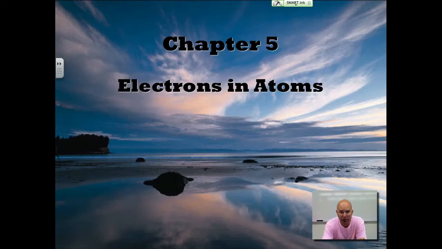So the next unit that we're going to be dealing with here is chapter 5 in your textbook, which is electrons and atoms. Electrons are pretty important. We know that protons are certainly important. It describes what atom the substance is. The number of protons is the atomic number, which is what something is. But the electrons are pretty important as well.